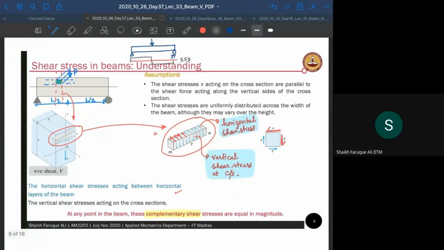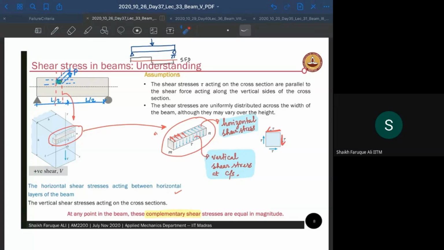Okay, so when you have this kind of shear stresses, what does shear force do? Whatever shear force you have here will try to cut the beam here. It will try to break the beam there into two parts, like a scissor cut.